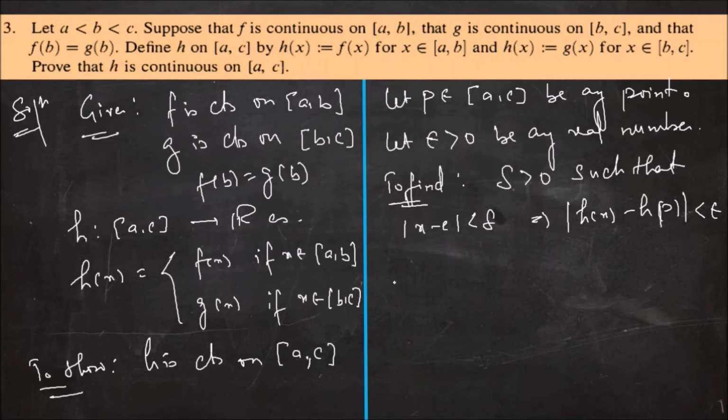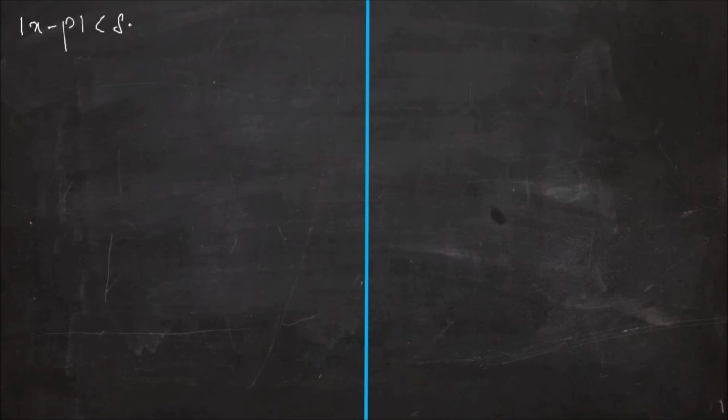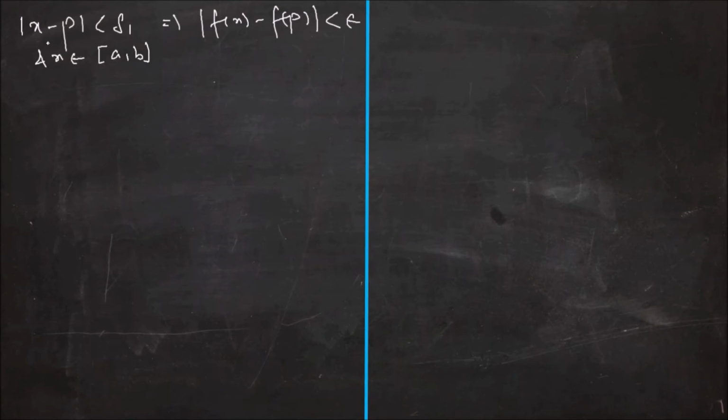We will take case 1 when p is less than b. So when p is less than b, this is the first case. Since f is continuous at p because p belongs to the interval [a,b], for the above epsilon greater than 0, there exists delta 1 greater than 0 such that |x minus p| less than delta 1 implies |f(x) minus f(p)| is less than epsilon, and here x belongs to [a,b]. So |x minus p| less than delta 1 and x belongs to [a,b] implies |f(x) minus f(p)| is less than epsilon.